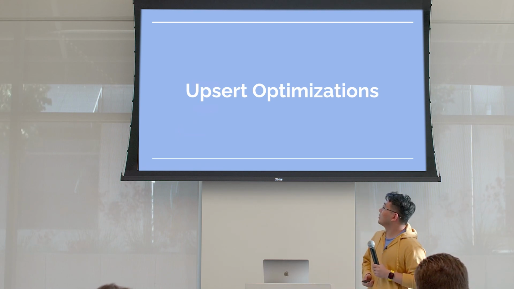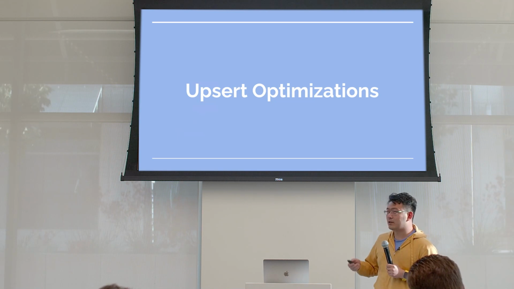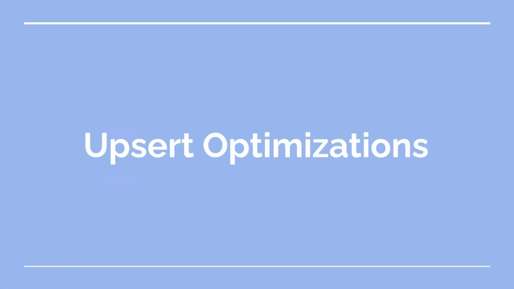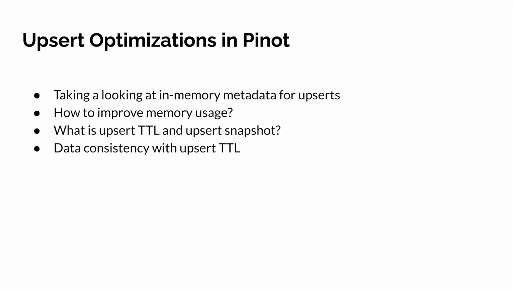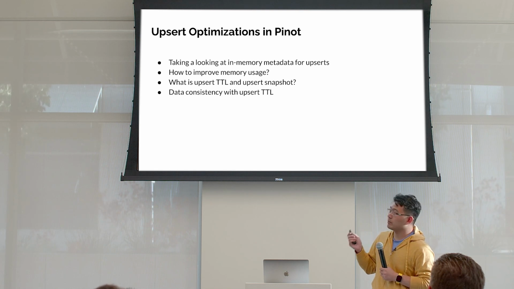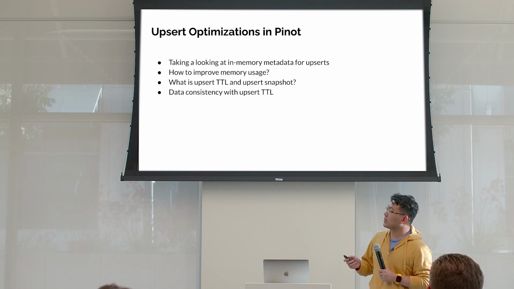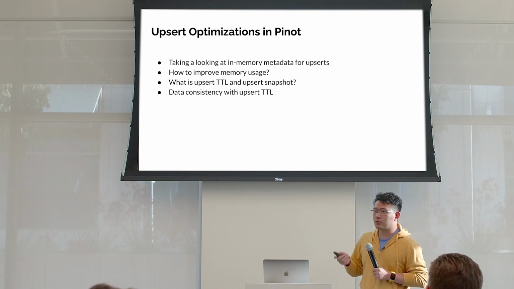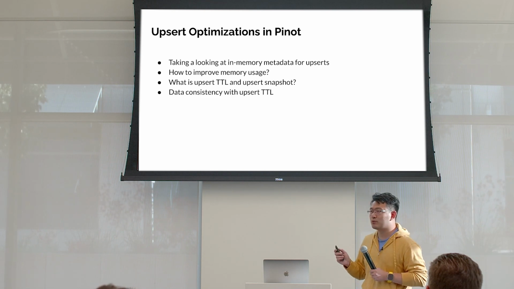In the next section, I will talk about some of the upsert optimizations and the possible issues that we encountered while onboarding these upsert use cases. The first thing is that sometimes when we onboard an upsert use case, if the table is large, we observe that the memory usage on these upsert servers is relatively higher than other servers. This is because we are storing two kinds of index in memory on the heap. So we want to first take a look at the in-memory metadata, and then talk about how we can improve the memory usage. And then we will talk about the upsert TTL feature, which is one of the solutions to improve this memory usage.